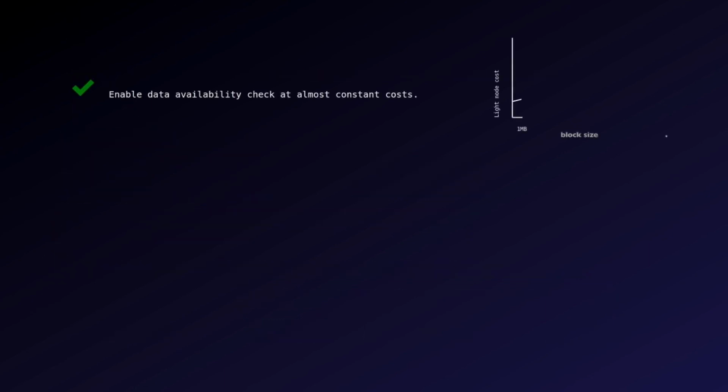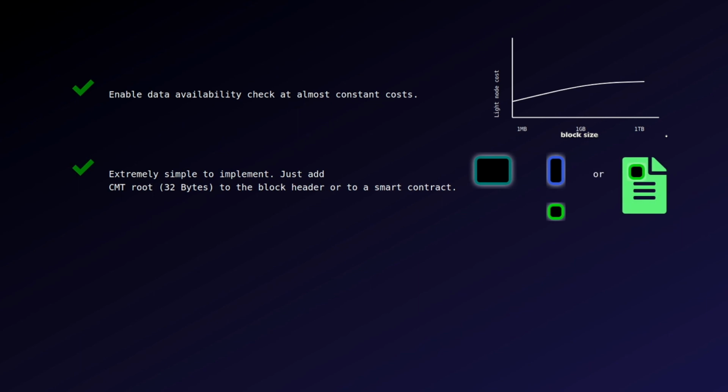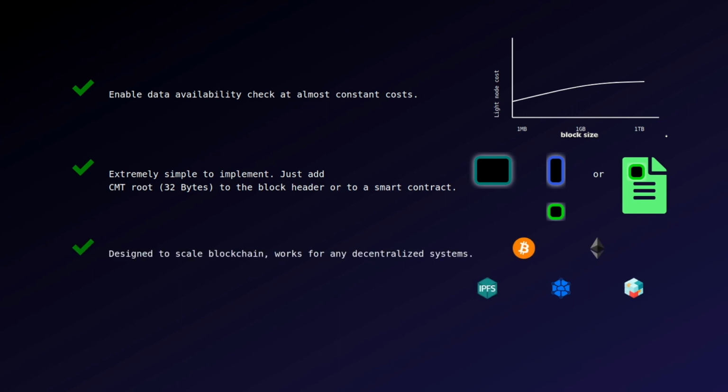In summary, coded Merkle Tree protects light nodes of blockchain systems from data availability attacks at a constant cost per block. To enable this protection, we only need to add the root of the tree to the block header or to a special smart contract. The tree itself does not need to be published. Moreover, while coded Merkle Tree is invented to scale blockchain systems, it can also be applied to any decentralized systems that may be vulnerable to data hiding.